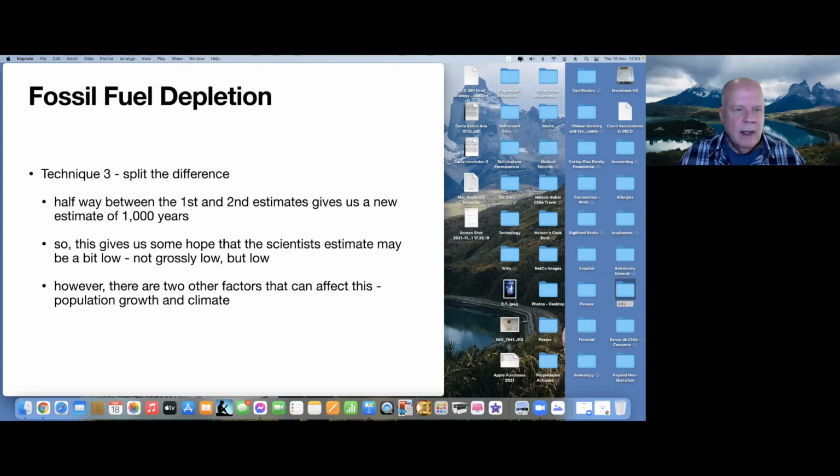So this gives us some hope that maybe those scientists that said it was 200 years only were a bit on the low side, a bit pessimistic, but they're not grossly low. We're still in the 10 to the 2, 10 to the 3 range of time left for keeping the civilization alive, at least with fossil fuel. However, the other 2 factors that I talked about earlier, population growth, also come into play, even when we are just looking at fossil fuel use. So let's have a look.